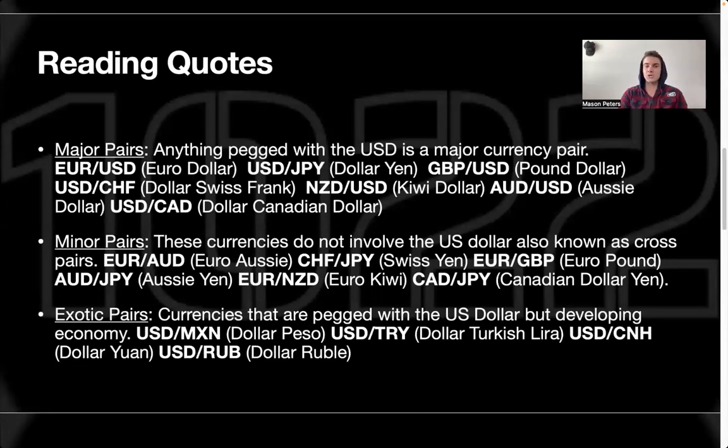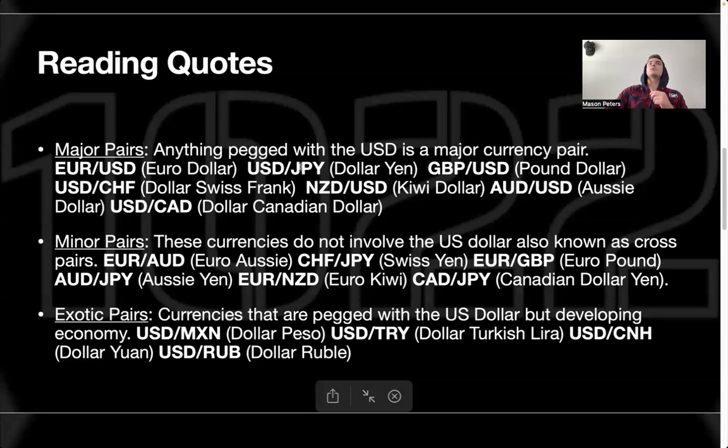It's considered major. The euro US dollar is the euro and then US dollar with that slash mark in the middle. That's the euro dollar. USD JPY is the dollar yen. Notice the difference here, right? You have the USD JPY, but then you have Euro USD. So why is it not USD Euro? That is because of the valuation of that currency.